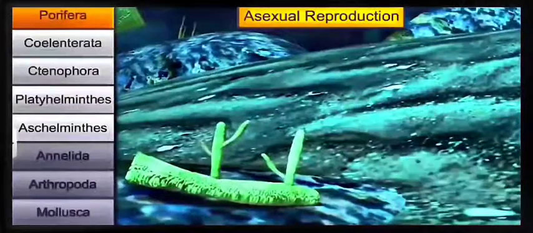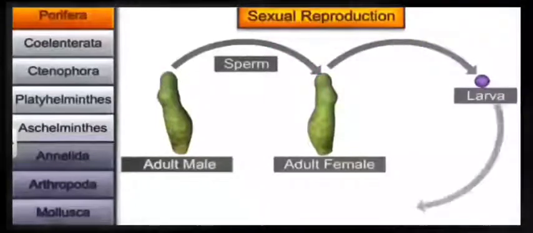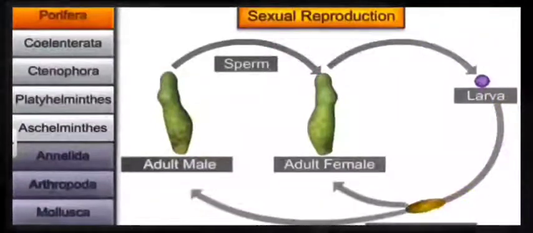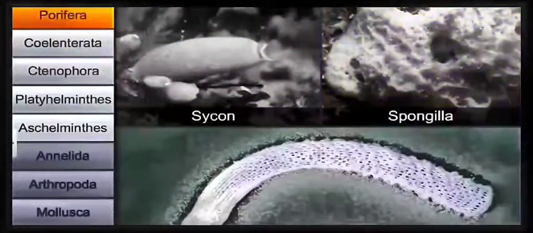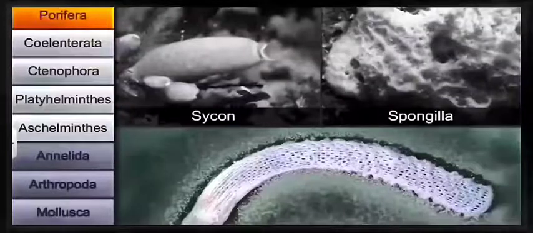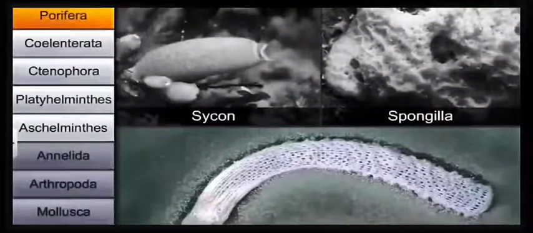They reproduce by fragmentation asexually, whereas they show sexual reproduction. They are hermaphrodite and their development is indirect. Indirect means they form a larva. So these Porifera, these are the examples like Scypha, Spongilla and Euplectella. They are the most primitive animals. So after Porifera, let's move to the next phylum, which is Coelenterata.